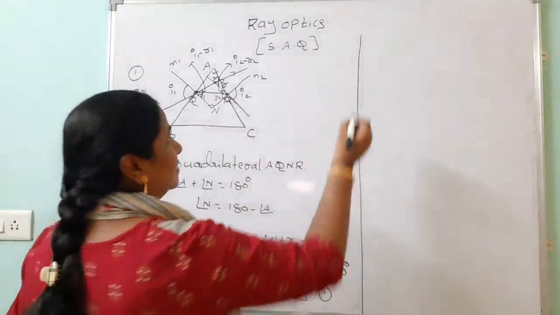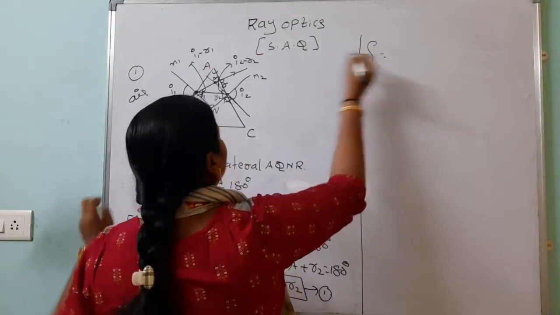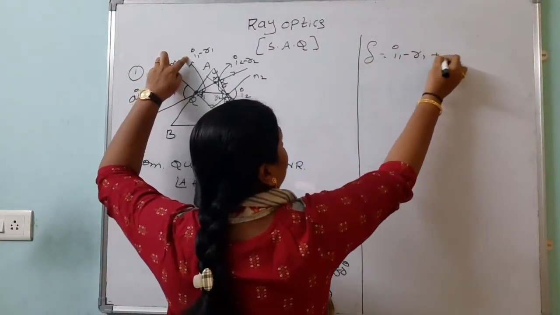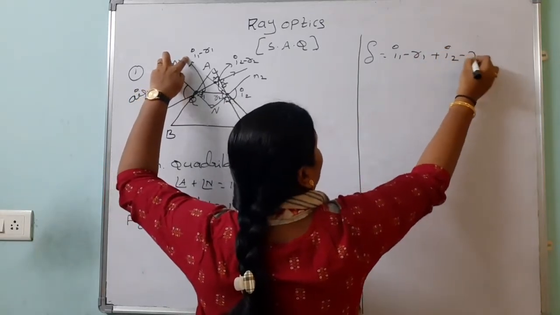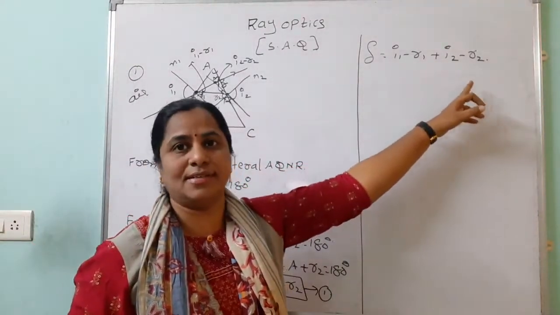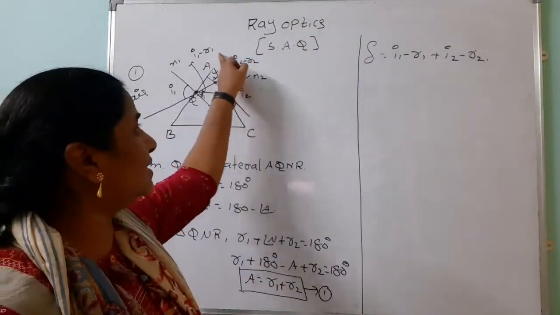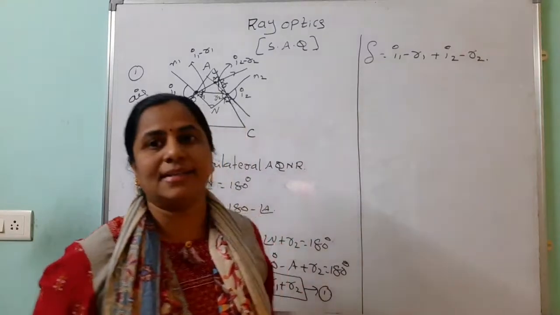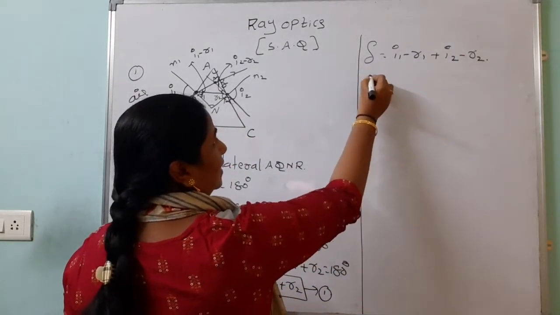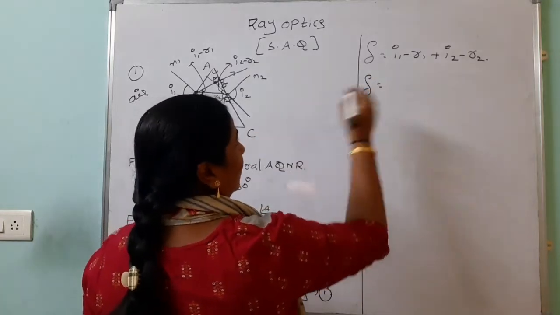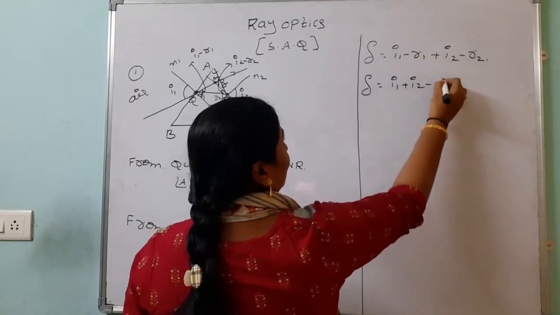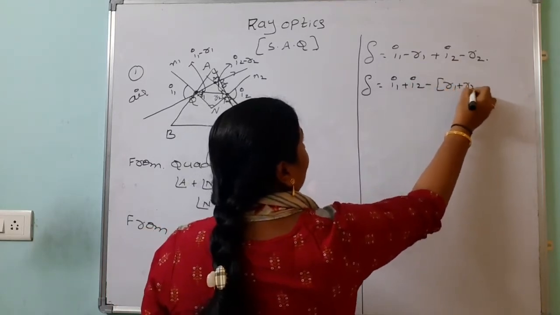This formula is the sum of the deviations, nothing but I1 minus R1 plus I2 minus R2. So the deviation of this light is the sum of the deviations. One is I1 minus R1, plus I2 minus R2. Then how to write this expression? Here delta is the angle of minimum deviation. Delta equals, we can write it, I1 plus I2 minus the common R1 plus R2.